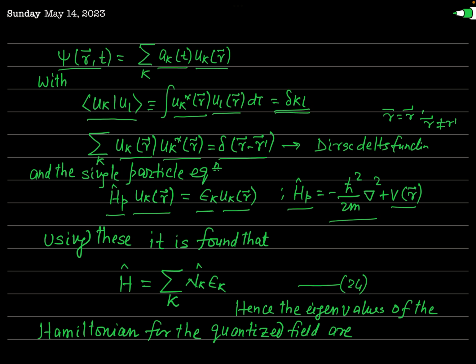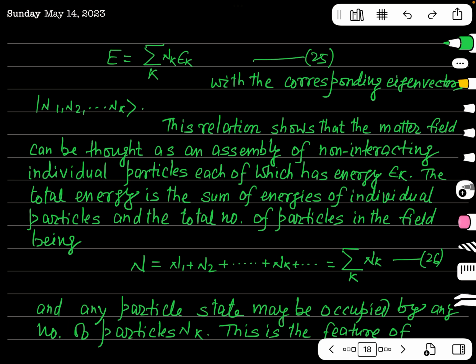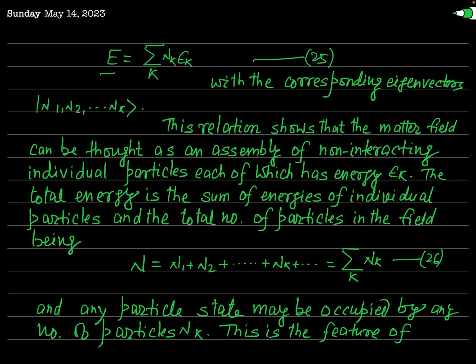And so if you want to write the expression for this Hamiltonian for the system of particles, not a single particle, then H will be equal to summation over k n_k hat epsilon_k. And so the eigenvalues of the Hamiltonian for the quantized field will be what? You can see that this eigenvalue E will be equal to summation over k n_k epsilon_k, and the corresponding eigenvector is |n1, n2, ..., nk, ...>.